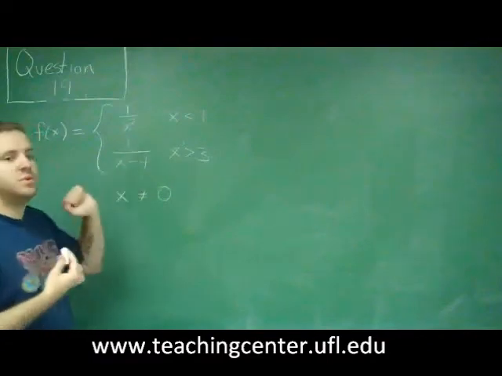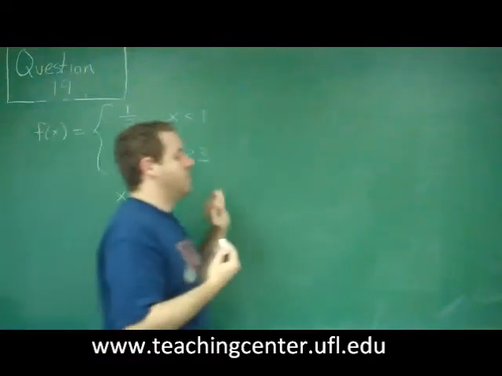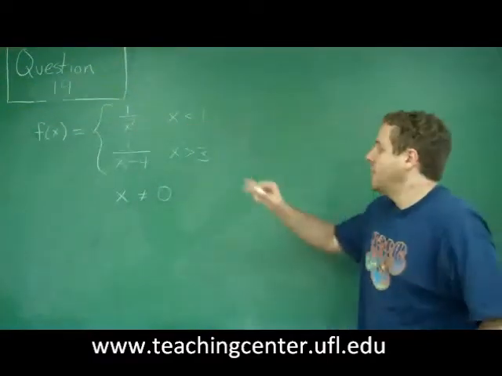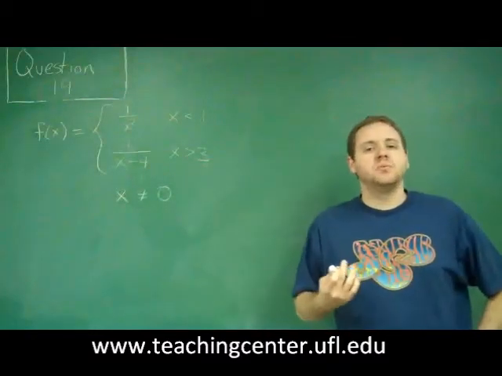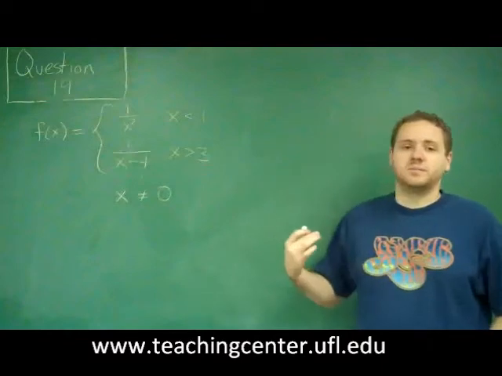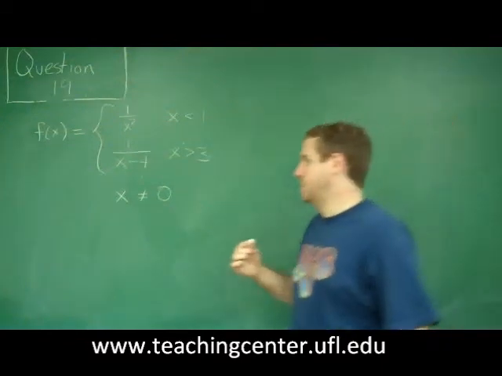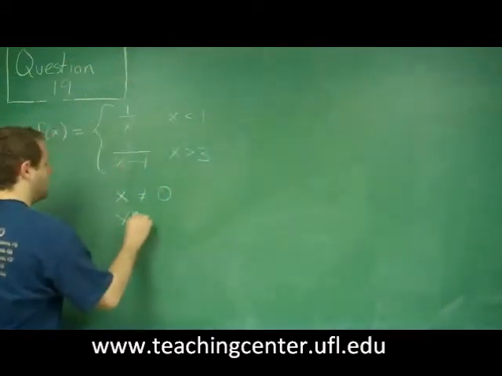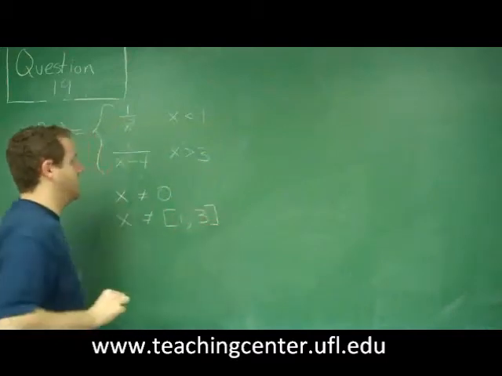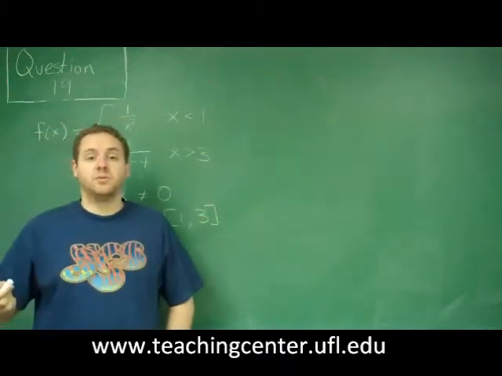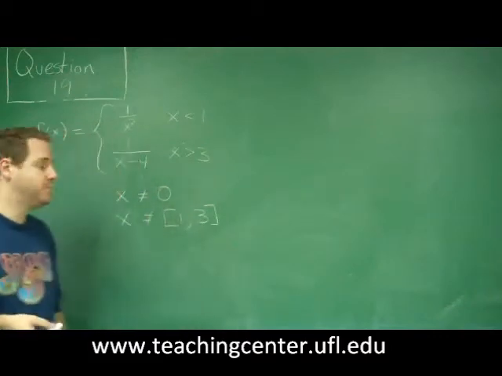We can see before we even move to the next function, we have one piece that is x is less than 1, the other piece is x is greater than 3. So all of that stuff in between 1 and 3, including 1 and 3 themselves, are also not going to be in our domain. So I'm going to put brackets on that to mean that we can't have 1 or 3 in addition to any number in between them.